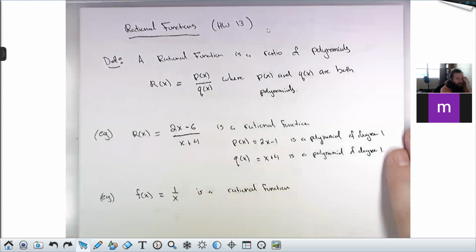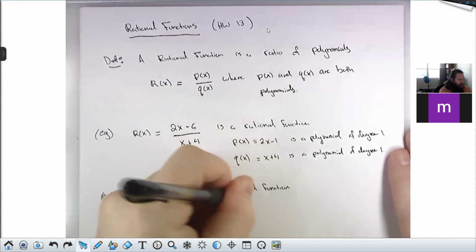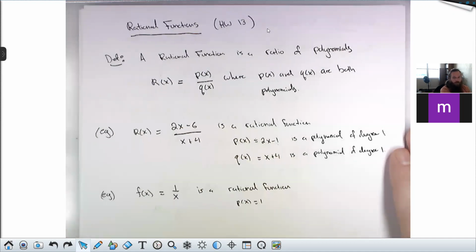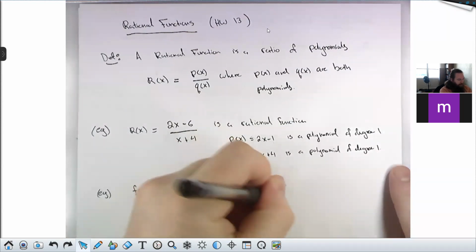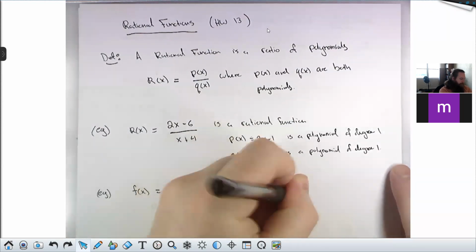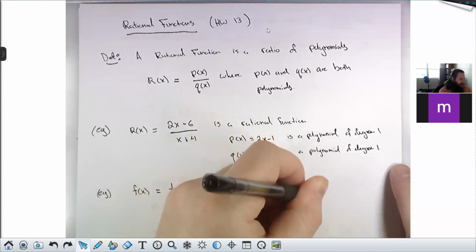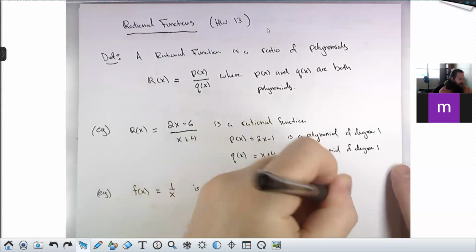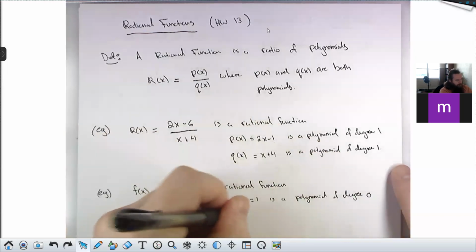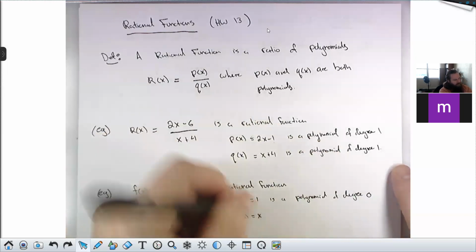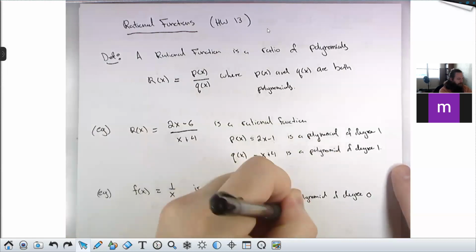It might not be super obvious, but if you think about it, the top, p of x, is the constant function 1, which does satisfy the definition of a polynomial. This is a polynomial of degree 0. And the bottom is just x, which is a polynomial of degree 1.